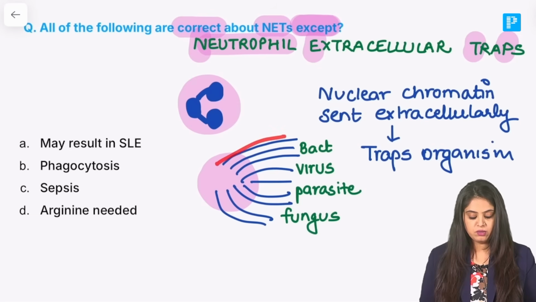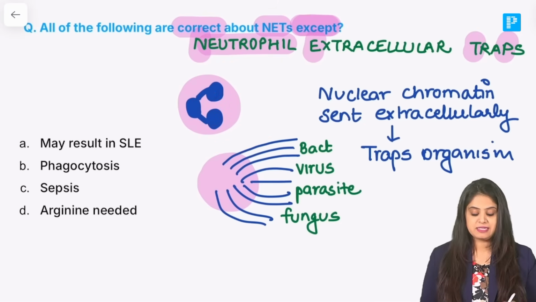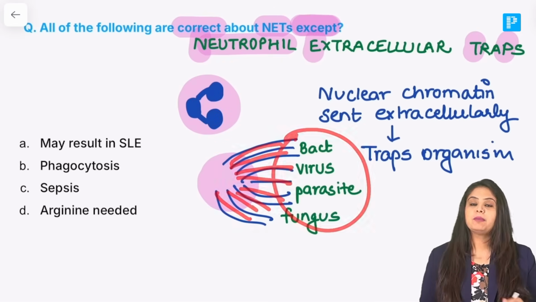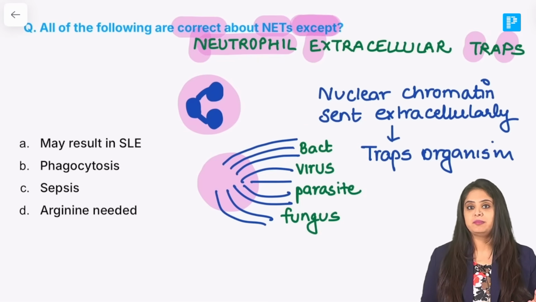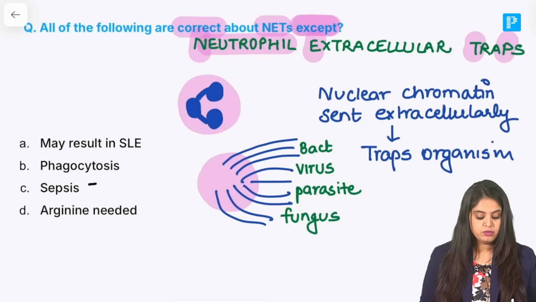So you can see all the nucleus initially, which was compact, is now sent extracellularly, and that is going to go and trap any organism, be it a bacteria, virus, parasite. Thereby it will help in killing. So number 1, is it going to be useful when there is severe infection in my body, that is sepsis?